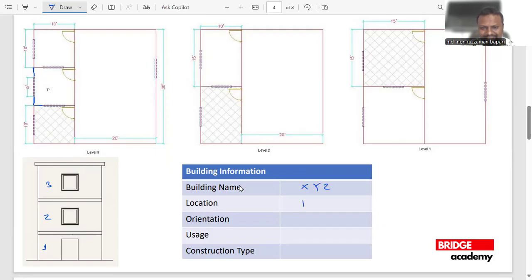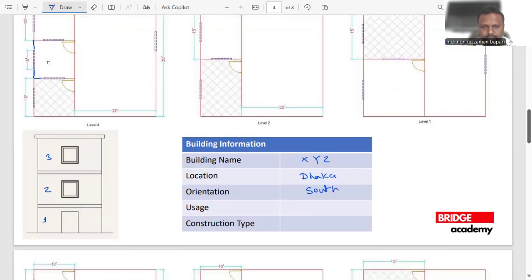Location, let's say Dhaka. I'm going to put my homeland. Orientation, let's say south face building. Let's say this is your south. Usage, let's say it's an industrial building.